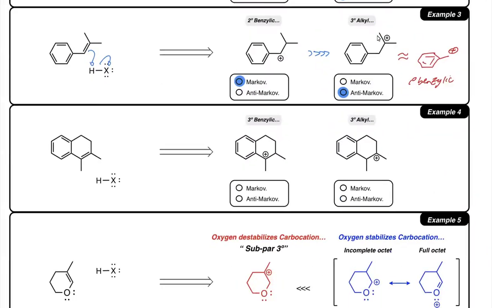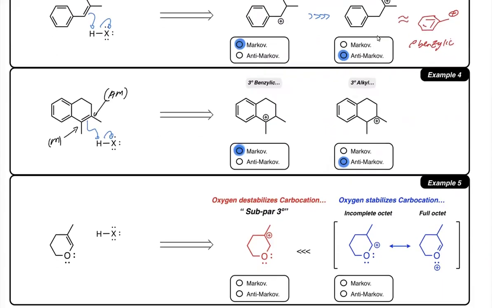In the next example, we will electrophilically add our proton. Two possible carbocations are tertiary benzylic versus tertiary alkyl. Tertiary benzylic is more stable. That will be the Markovnikov. And the anti-Markovnikov will be the tertiary alkyl position.